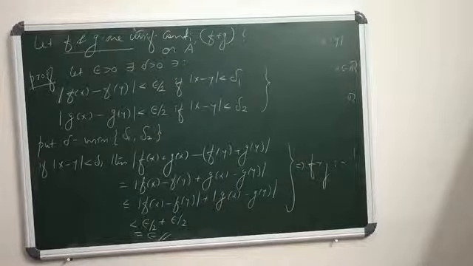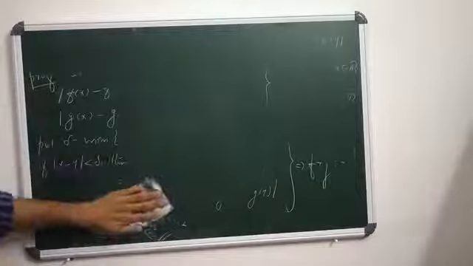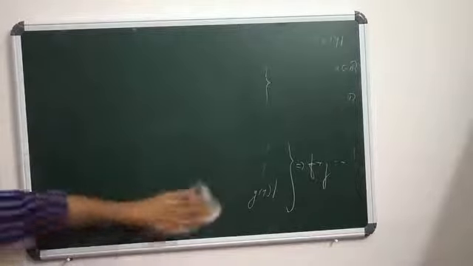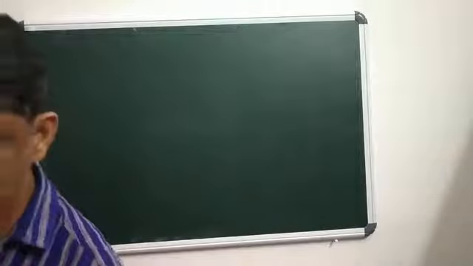So when f and g are uniformly continuous on a given domain, then the sum of the functions f plus g is also uniformly continuous on the same domain. So that's an important result. That is, if any two functions are uniformly continuous on a given domain, then the sum of those two functions is also uniformly continuous on the same domain. So that result is so important.